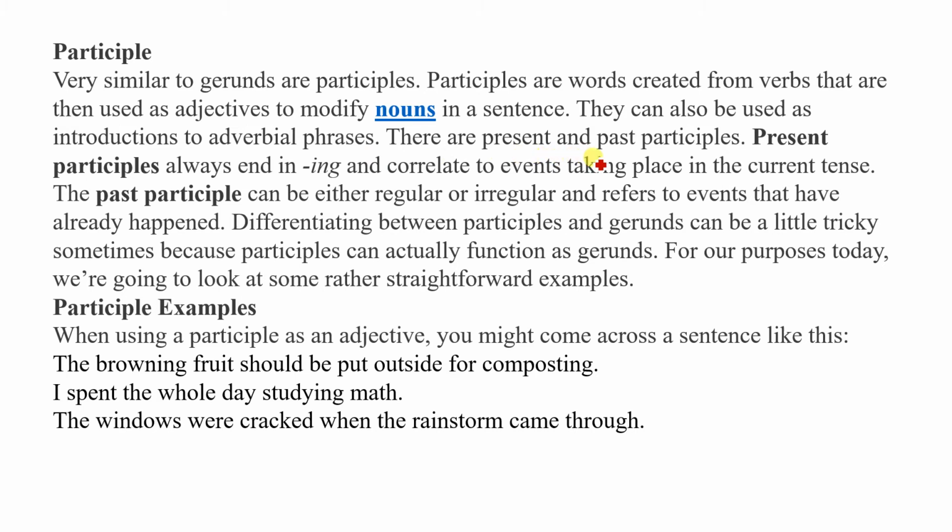There are present and past participles. Present participles always end in -ing and correlate to an event taking place in the current tense, and past participles, which can be either regular or irregular, refer to events that have already happened.